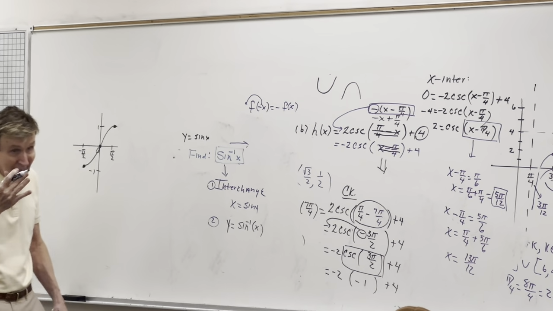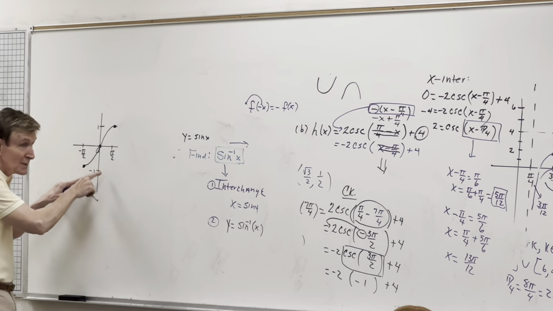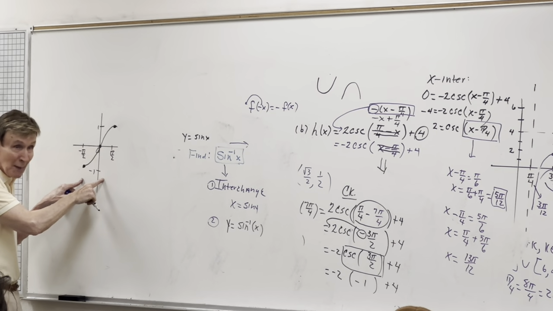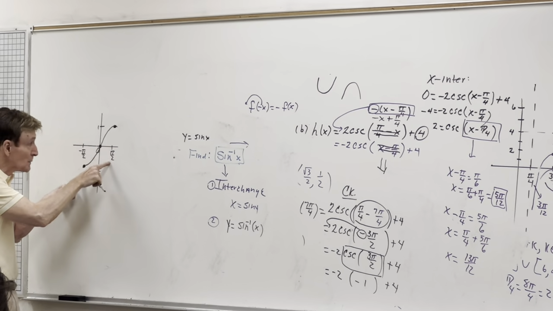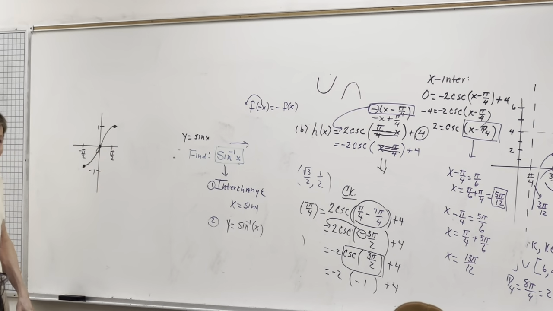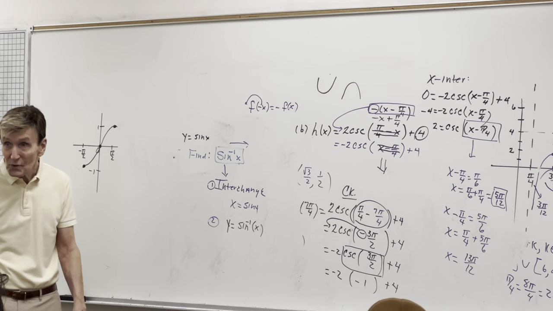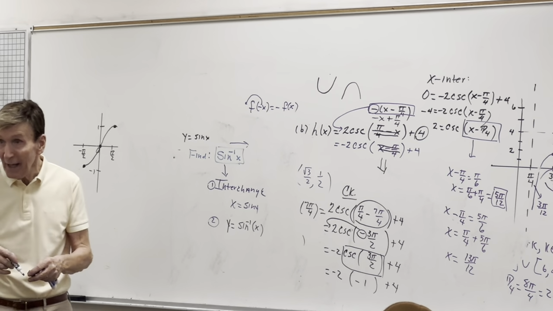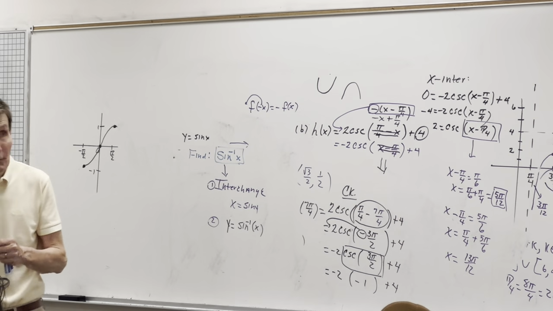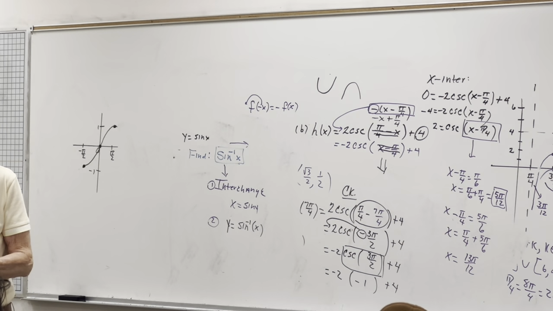What they did to make it exist, they restricted the domain to just negative pi over 2 to positive pi over 2. By the way, guys, this thing is now one-to-one, and tomorrow you'll see more about its inverse. It now has an inverse. There's that restriction. What a blast.